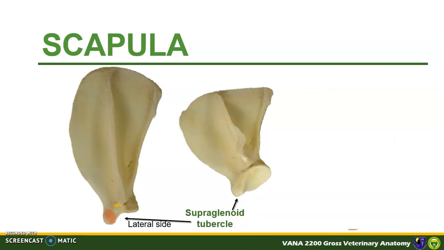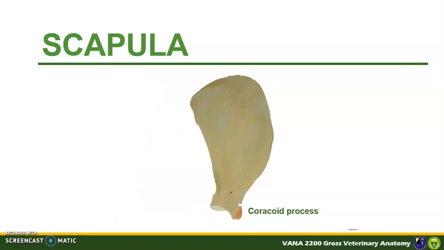Supraglenoid tubercle is a process near the cranial aspect of the glenoid cavity for the attachment of the biceps brachii muscle. On the other hand, the coracoid process is a small process on the medial side of the supraglenoid tubercle for the attachment of the coracobrachialis muscle.